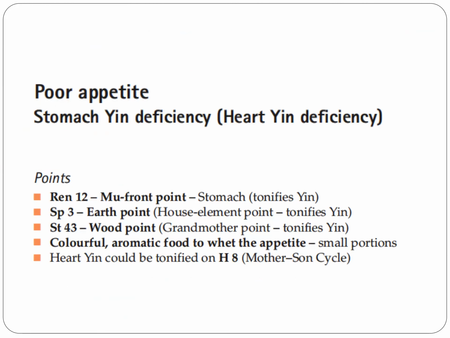Poor appetite indicates stomach yin deficiency or heart yin deficiency. Points are REN 12, the front Mu point of the stomach, which tonifies yin. Spleen 3, the earth point or the house element point, which tonifies yin. Stomach 43, the wood point or the grandmother point, tonifies yin. And then colorful aromatic food to whet the appetite in small portions. Heart yin could be tonified in heart 8, the mother and son cycle.